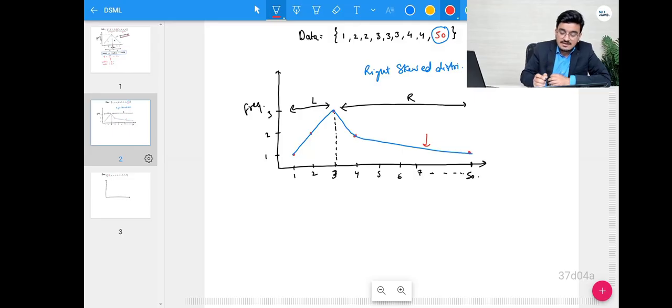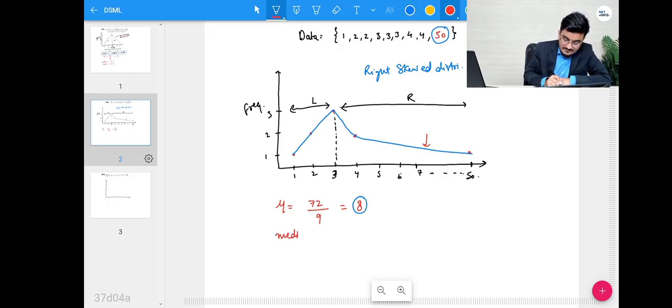Now let's see how this affects our mean, median, and mode. So mean, which is mu, for this data set will be the sum of all these terms, which will give us 72, divided by the total number of observations, which is 9. So we got 8, right? So mean for this data set is 8.